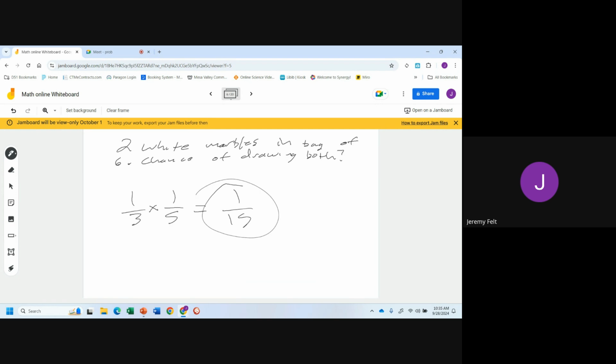So read the problem. Is it an independent event? Probability of event A and B, are they independent? Or probability of event A and B, are they dependent? That's going to affect your probability. So just pay attention to that.